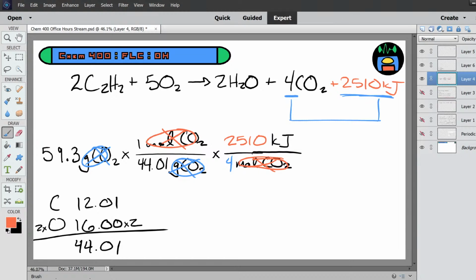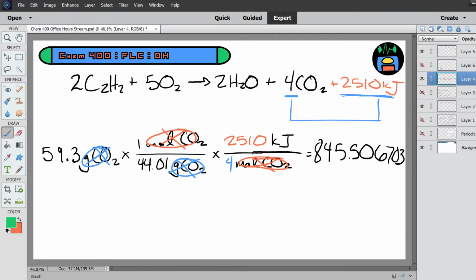So we have 59.3 divided by 44.01 times 2,510 divided by 4, which gives us a value of 845.506703. All right. Now, when you look at your significant digits, our initial mass has 3. Our delta H only has 3, so our answer can only have 1, 2, 3. The 5 is going to round up.